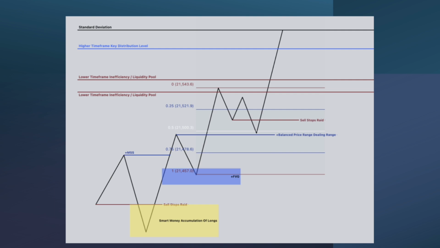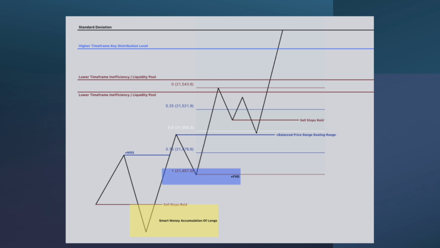This is how I profit when I sell, and this is how I profit when I buy. And smart money does the absolute same thing in price. Market shifts, and then the market does what? The market retraces back into this fair value gap.